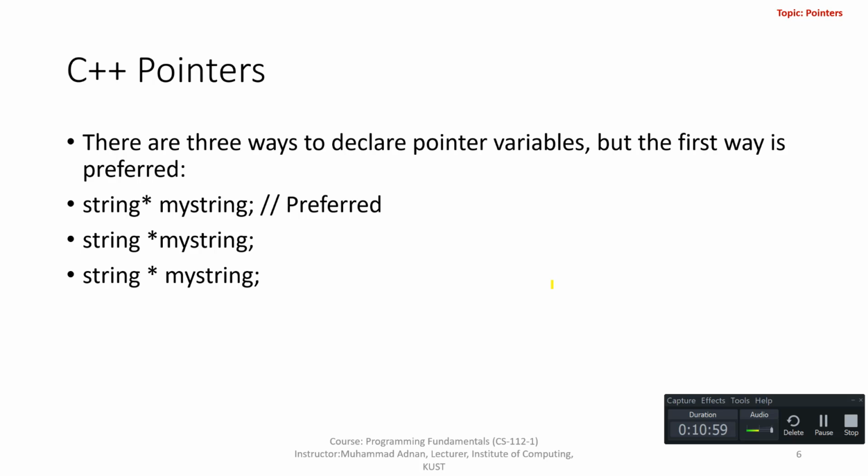There are three ways to declare pointer variables, but the first way is the preferred one. You can write string, then the asterisk symbol, and then a space and myString. This is the preferred one. You can also declare a pointer by writing the data type, then the asterisk, and then myString, and you can also write string, space, asterisk, space, myString. It's up to you which style you use, but normally this is the most commonly used and most preferable style to declare a pointer.